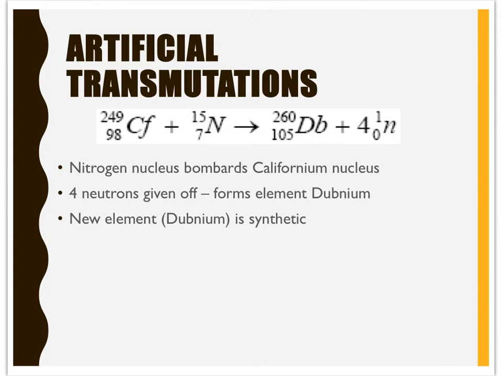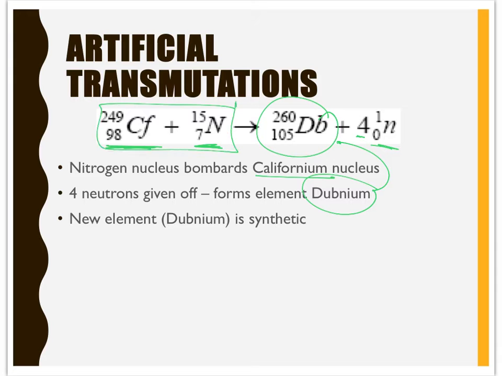So this is an example equation for an artificial transmutation. So what would happen here is you would have this nucleus of californium, very creative, guess where they made it, and they would bombard it with a nitrogen nucleus. And when those two things collide, this new element is formed, dubnium, and also 4 neutrons are given off as byproducts. Okay, so you can see the format of an artificial transmutation reaction is different than the format of a natural transmutation because there's two things on the left-hand side that have to collide in order for that new element to form.